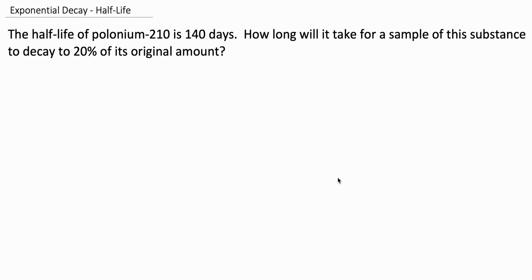For example, we're going to be working with a different substance, polonium-210. The half-life of polonium-210 is 140 days. How long will it take for a sample of this substance to decay to 20% of its original amount?